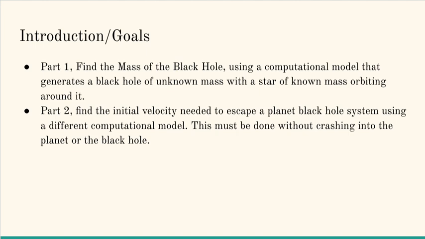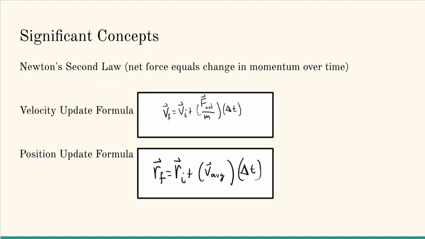In part 2, we're going to find the initial velocity needed to escape a planet-black hole system using a different computational model, which must be done without crashing into the planet or the black hole. So the concepts we'll be using in this lab are Newton's second law, which is that net force equals change in momentum over time, as well as velocity and position update formulas.